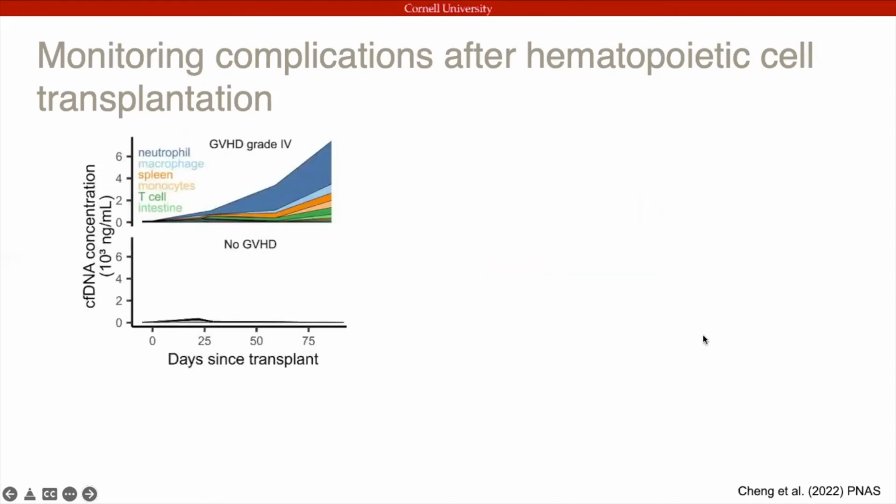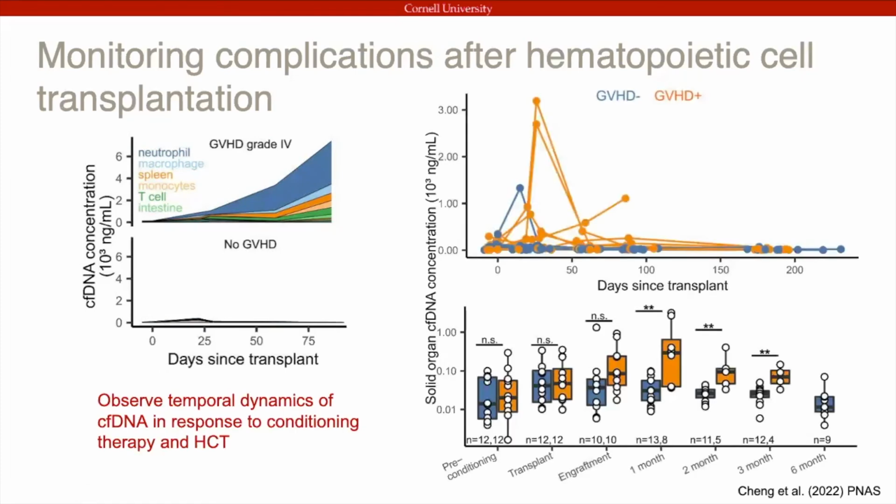One major complication after cell transplantation is graft versus host disease. This can be extremely fatal, and so we used cell-free DNA concentration to evaluate whether we could identify GVHD prior to clinical onset. And in fact, we are able to see that in someone with severe GVHD, shown on the top, there is a dramatic increase in the concentration of cell-free DNA in the days post-transplantation, as compared to an individual who did not develop GVHD. We're again able to observe temporal dynamics in response to conditioning and transplantation.